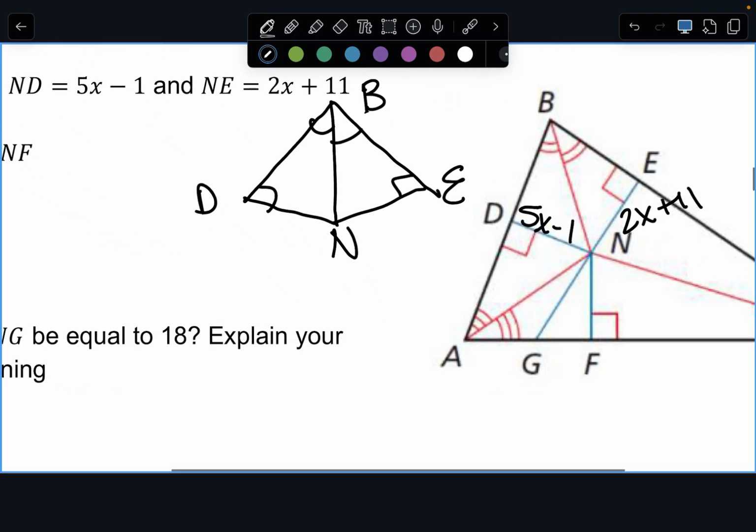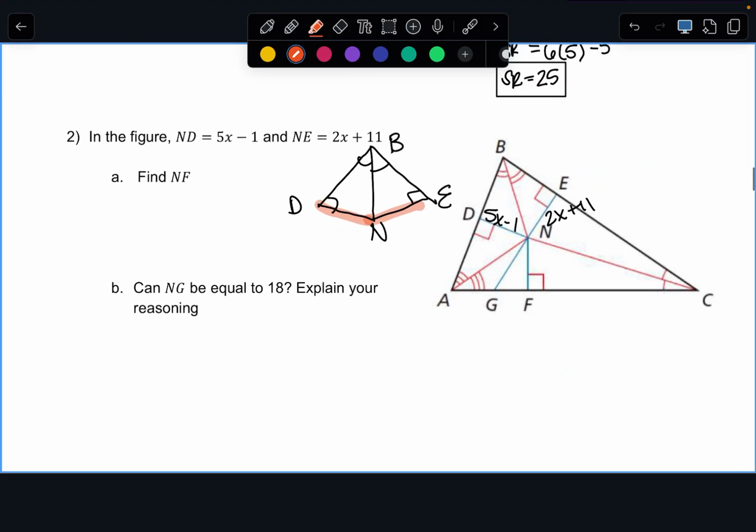If I have an angle bisector, what do I know about these two pieces? They're equal, they're congruent. And those two pieces were my 5x minus 1 and my 2x plus 11. So I'm going to set them equal. I'm going to subtract the 2x and add the 1, just in one step. Subtract 2x, add 1. Questions on how to get 3x equals 12? Now what? Divide by 3. We get x is equal to 4.